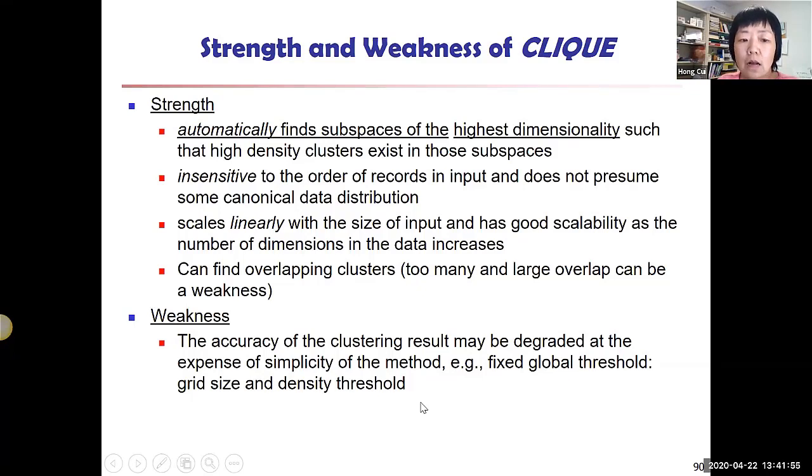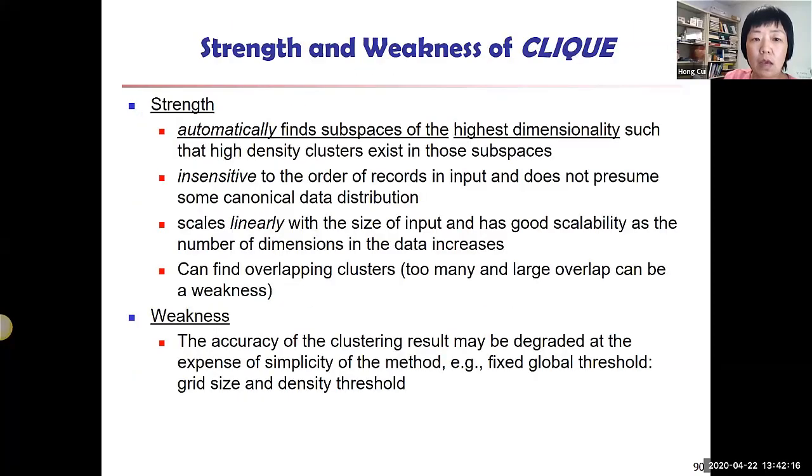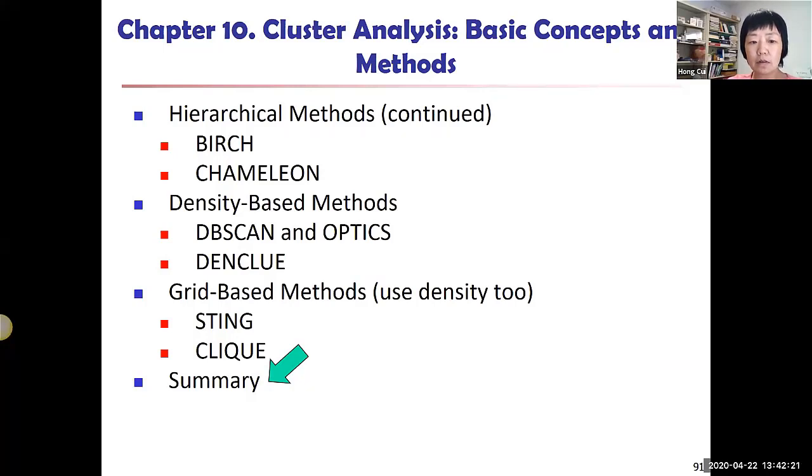So the weakness: we set 1 global density threshold and the grid size for the entire data set. This obviously is going to limit it and make the algorithm more rigid than what we would like it to be. Okay, so those are the last slides I have. I have made an R exercise using CLIQUE because I thought it was interesting. I want to see what's inside the subspace clusters.